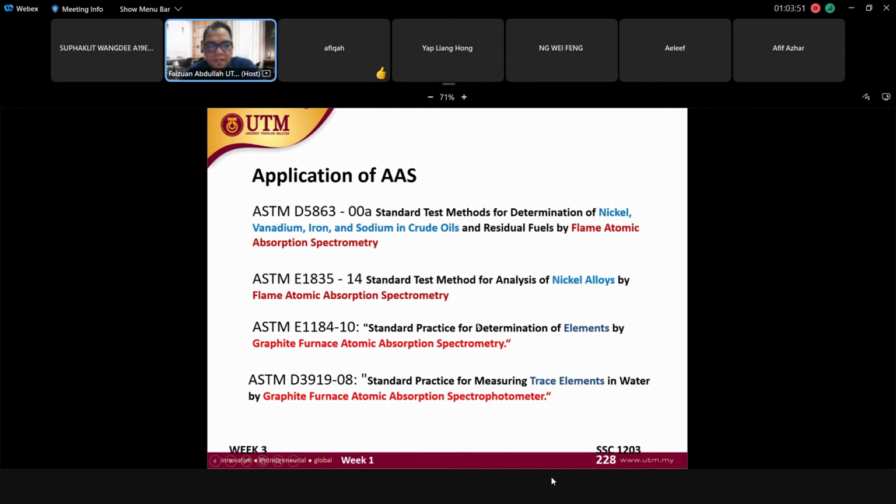Learn, right? So the standard method, the method that we need to refer to, is the method that has been verified, right? They have been standardized. There has been a method validation for that. So we just follow the standard method in any analysis that we want to do. If you want to analyze, for example, the nickel alloys, right? So we use this ASTM standard method, for example.